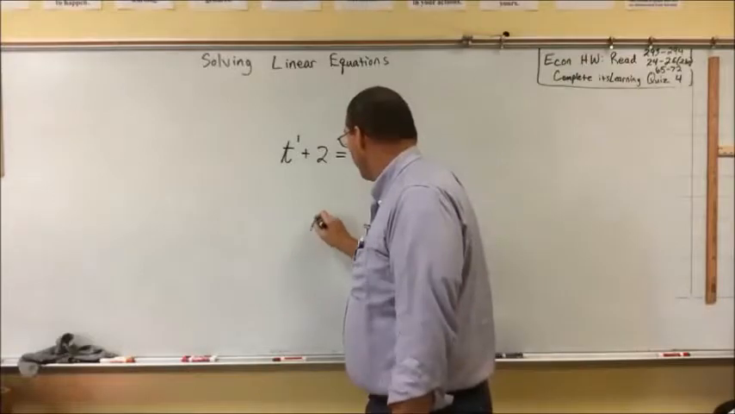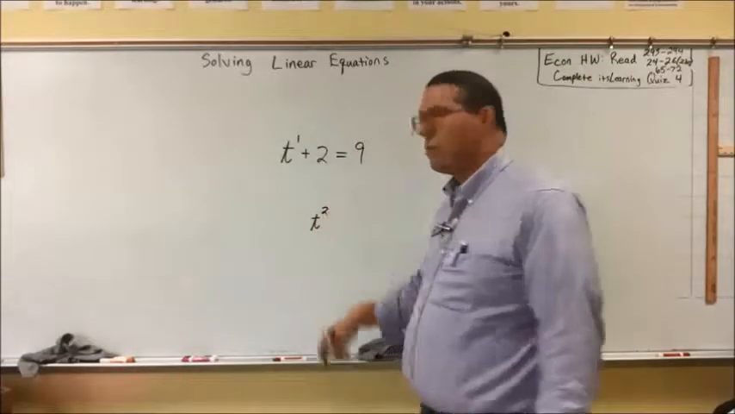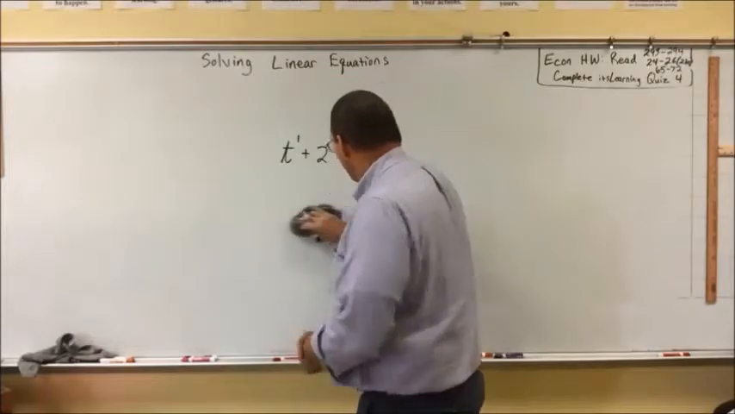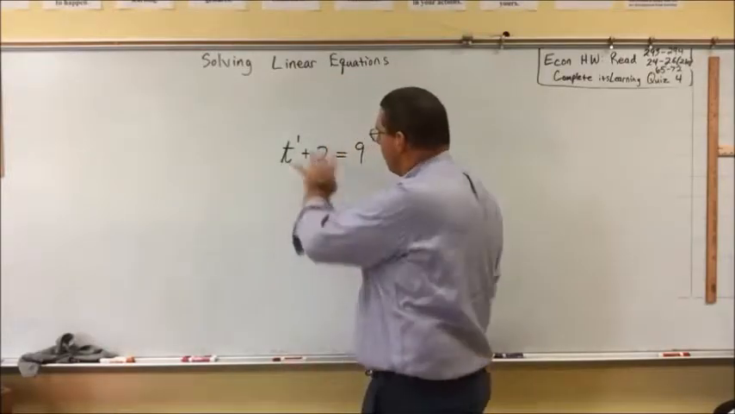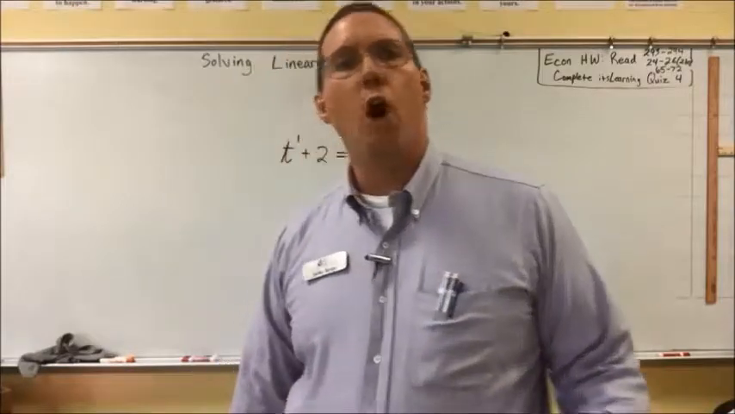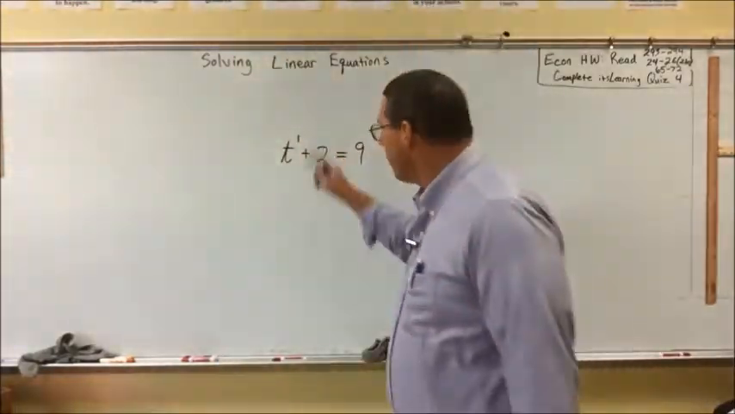If it was t to the second power, it would look like this, and we would say t squared. It's also not t to the third power. It's not t to the fourth power, or t to the 1/2 power, or t to the 0.01 power. It is t to the first power.